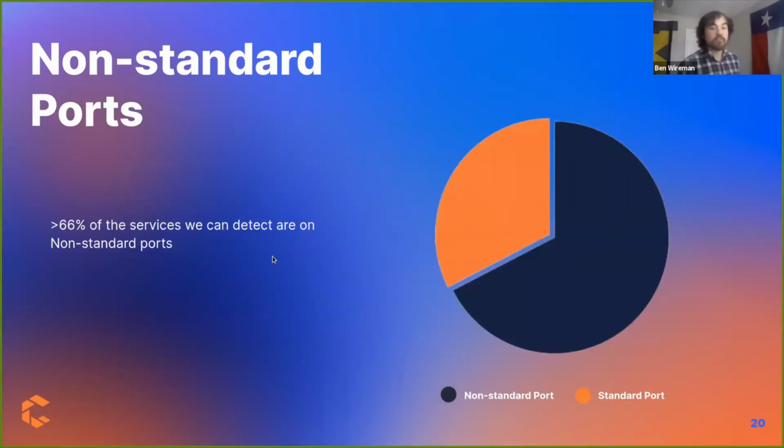Yeah, and in fact, over 66% of the services we can detect are on non-standard ports, which is to say the internet at large is on non-standard ports. So if you're just scanning for standard ports, you're going to miss huge swaths of the internet.